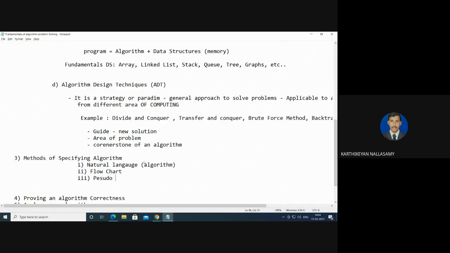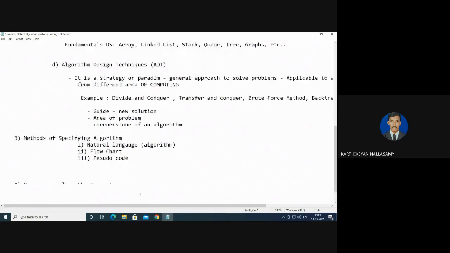To represent our algorithm, we can use any of these methods. There is no restriction for specifying an algorithm. So normally there are three ways to specify an algorithm. One is natural language, where we write it as a step-by-step procedure; or maybe we give the pictorial representation for solving a problem; and the third one is we provide pseudocode.